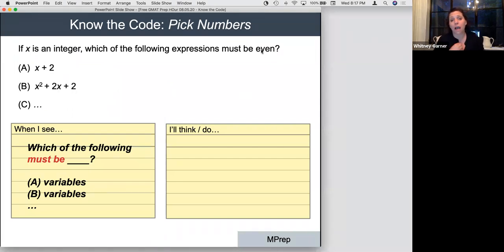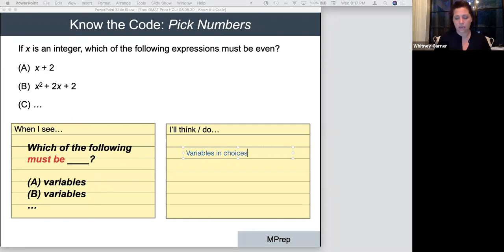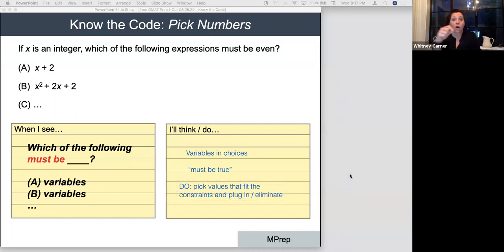If I got this wrong, I'm going to build a flashcard. And it's not a flashcard with some fact on it. It's a flashcard for recognition. So on the front of it, I'm going to put some portion of the question and the answer choices. And then on the back, I'm going to make a note to myself like, okay, so I see variables in choices. I see the language of "must be true." I want to think, so what's the do that I'm going to do? Pick values that fit the constraints and plug in. Eliminate. So I'll throw all that on the back of my card.